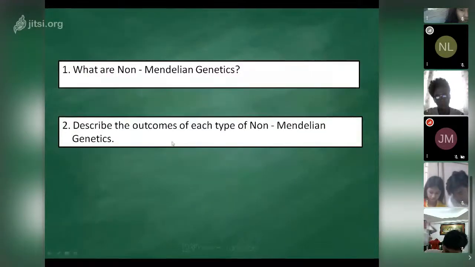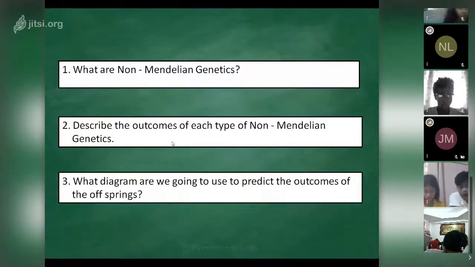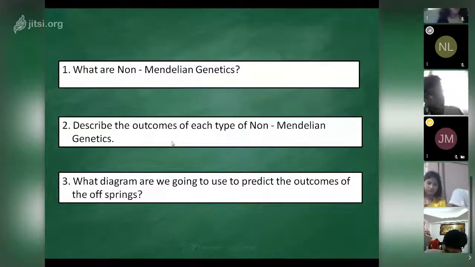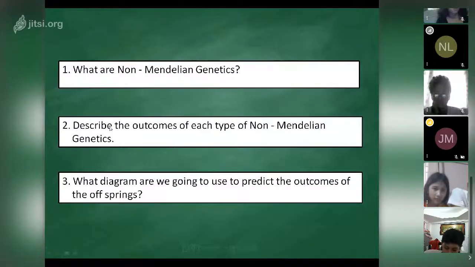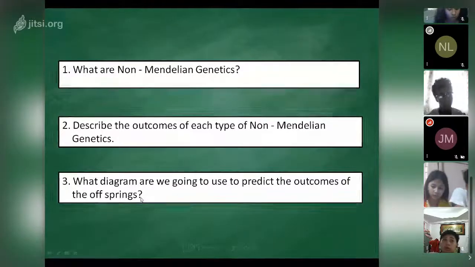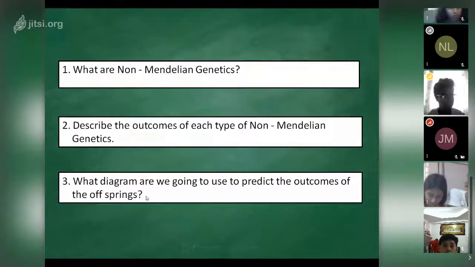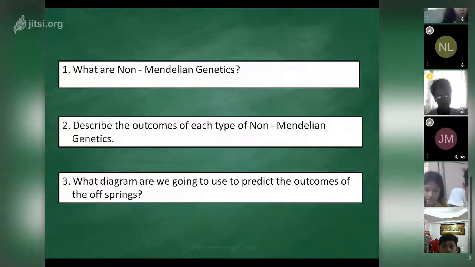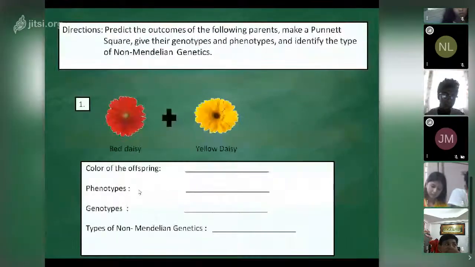Okay, now we're going to find out what those non-Mendelian genetics are. Now, this one, what diagram are we going to use to predict the outcomes of the offspring? The one in the video, the square, that's what we call a Punnett square. Or if you want to find out what the outcome would be if red and white unite, what would be the outcome, and how many of each?